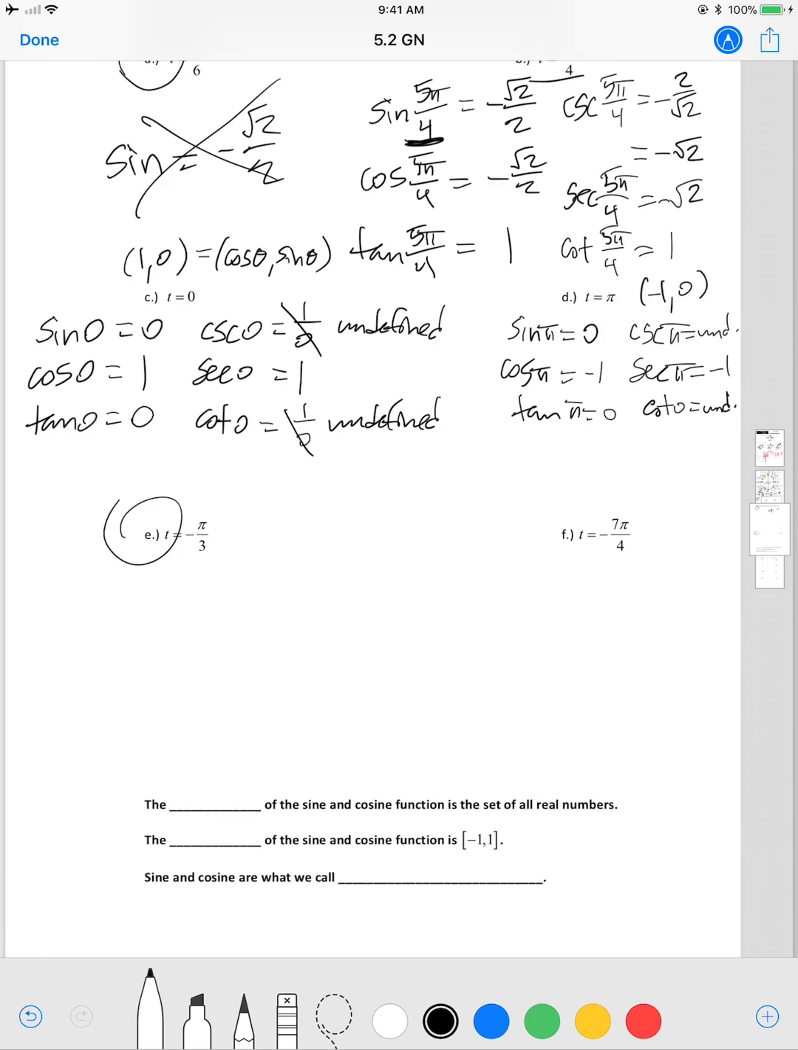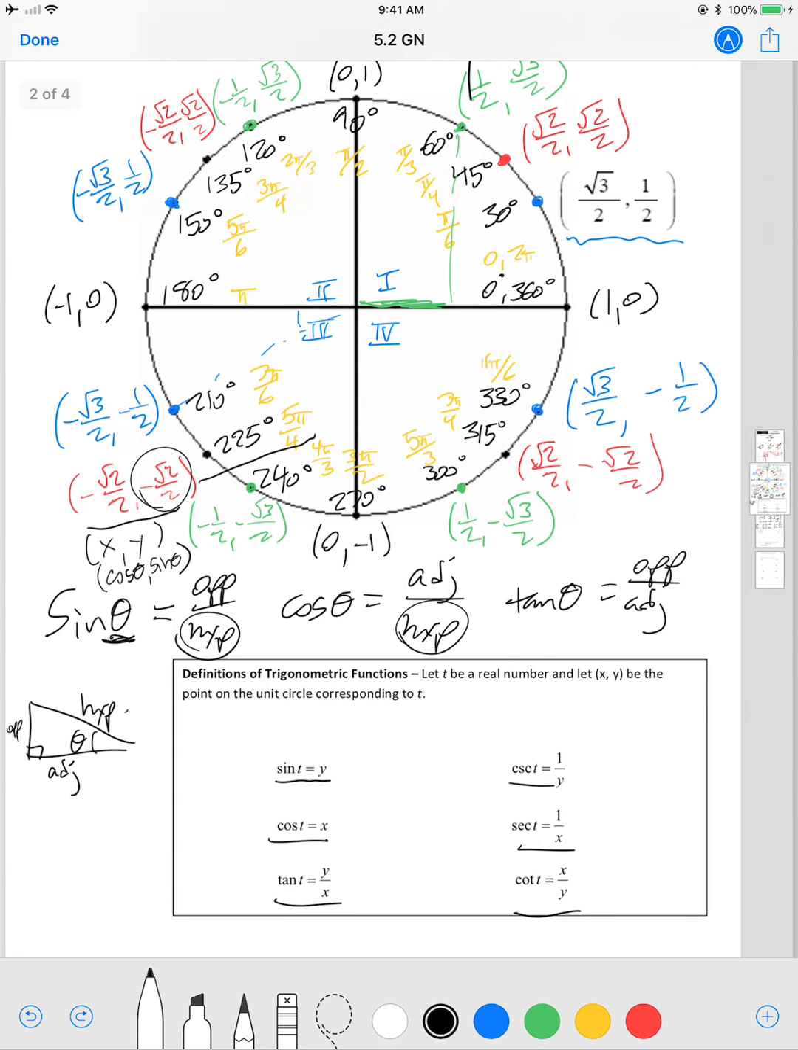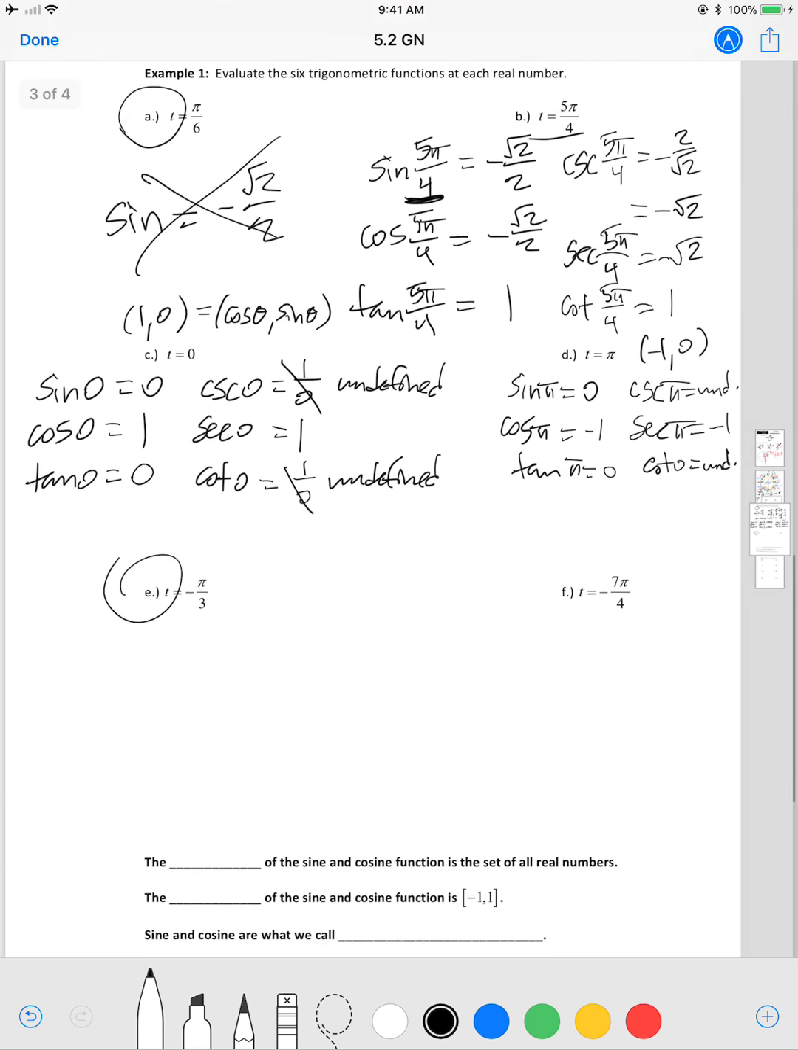Okay. And we'll go ahead and look at letter F. Negative 7 pi over 4. If we want to see where this is on the unit circle. Not sure why it won't let me scroll. All right, negative 7 pi over 4. We're going in the clockwise direction. 7 pi over 4, so 1, 2, 3, 4, 5, 6, 7. So that puts us here at this point, negative 7 pi over 4. So our point is the square root of 2 over 2 and the square root of 2 over 2.